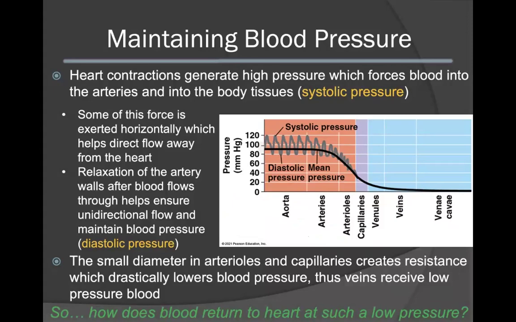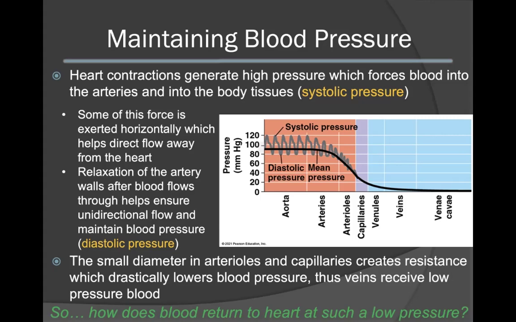It is important that proper blood pressure is maintained to ensure that the blood flows properly to all body tissues, and to also ensure that the blood can flow back to the heart so that it can then become reoxygenated. Heart contractions, in general, generate very high pressure values. This will help force blood into the arteries as well as into the body tissues. This is typically termed systolic pressure.